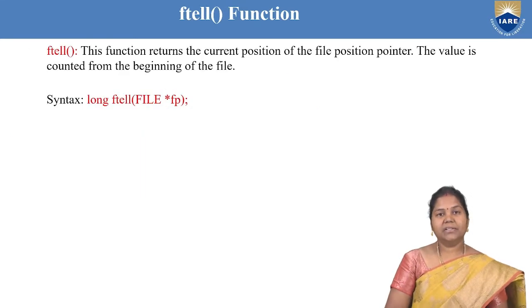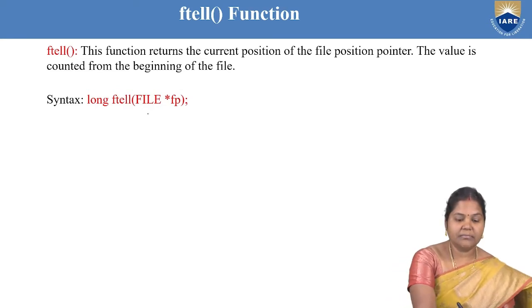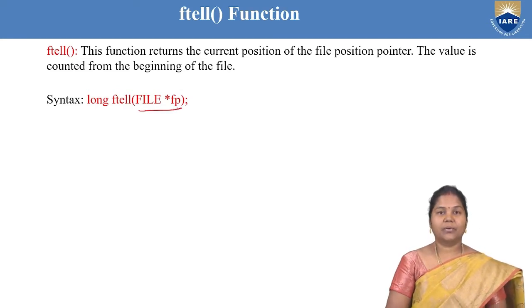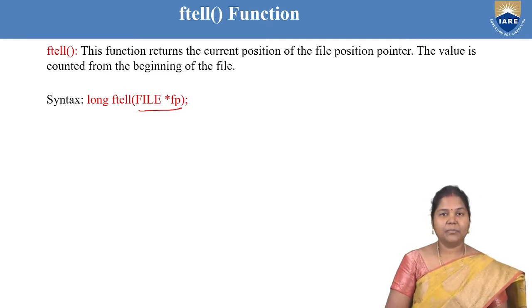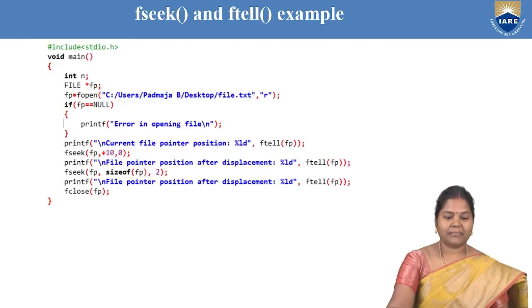Now, the next function is called ftell. This function returns the current position of the file pointer. The current position of the file pointer is always counted with respect to the beginning of the file. This function takes one argument, the file pointer fp, and it returns a long integer which indicates the current position of the file pointer.